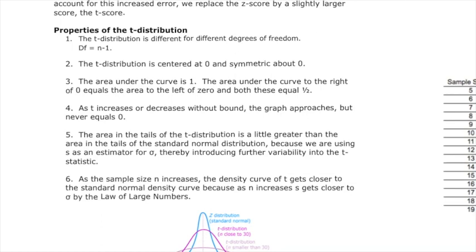So the properties of the t-distribution, the first one is that it's different for different degrees of freedom. So our degrees of freedom are always equal to n minus 1. That's our sample size minus 1. The t-distribution, just like the standard normal, is centered at 0 and symmetric about 0. The area under the curve is 1. The area to the right of 0 is equal to the area to the left of 0, and both of these equal 1/2. As t increases or decreases without bound, the graph approaches but never equals 0.